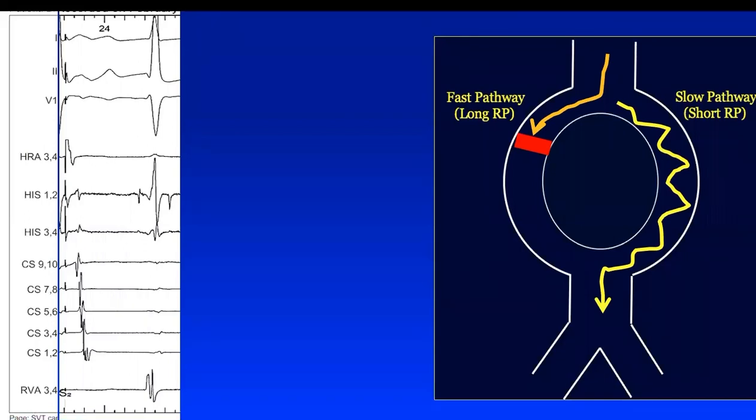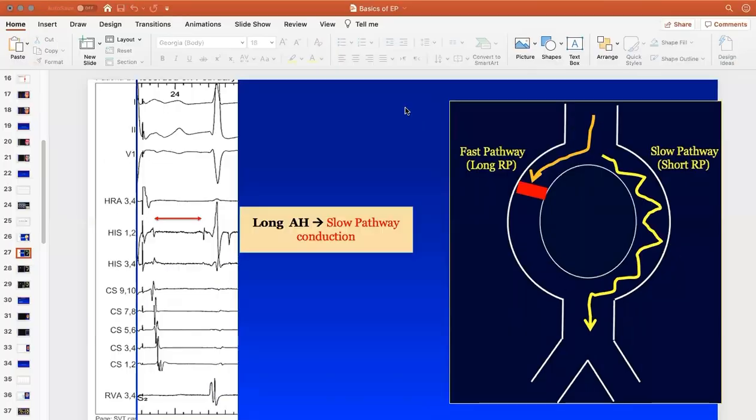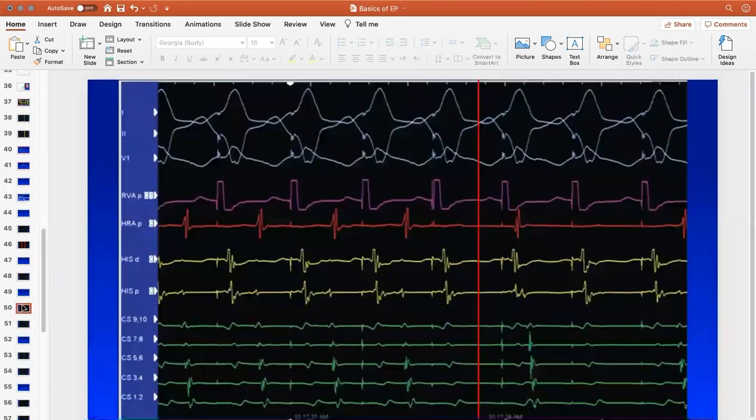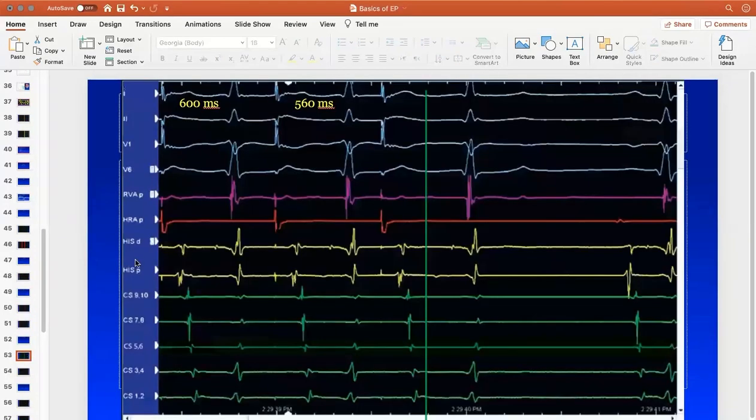Makes sense? Okay, so let's go back. I think you're off the hook because I explained everything in that tracing. So what do you see here? We agreed that we're pacing in the HRA, we're capturing the atrium, and we're conducting to the V through the AV node because the HV is normal, and we throw the extra. And look at your AH interval here.